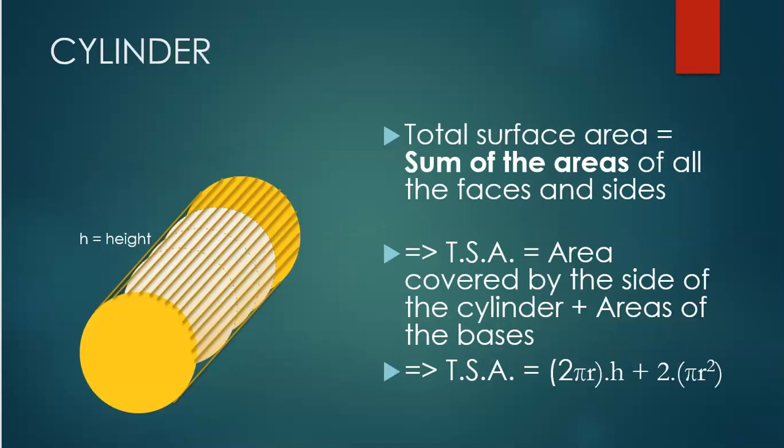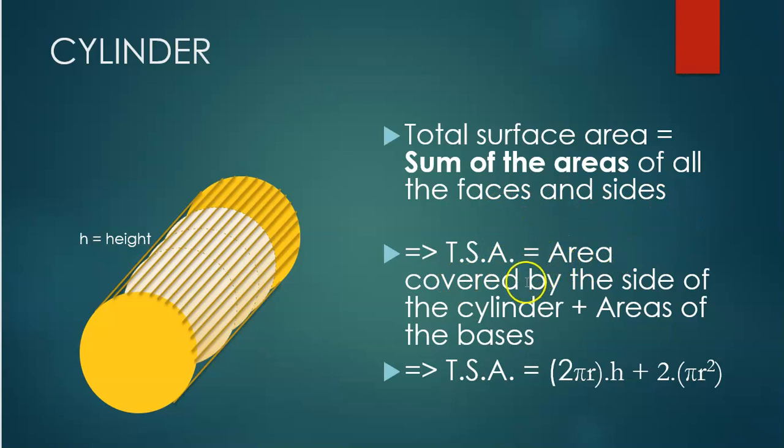Now let's look at how to apply it for particular geometric shapes. So let's get started with a cylinder. So the total surface area, as we know, is the area covered by the surface of the shape. In this case, we have not only the base of the cylinder but also the rounded sides of the cylinder. So in this case, the total surface area is the sum of the areas of all the faces and sides.